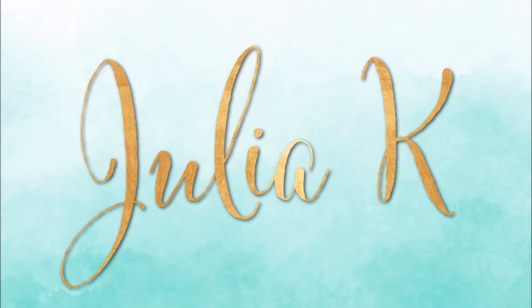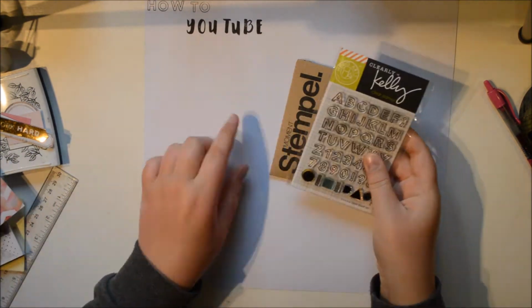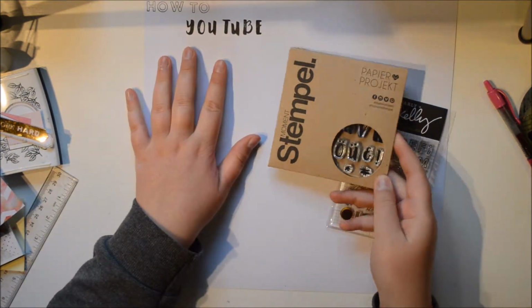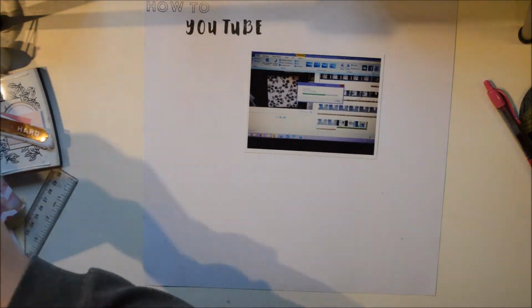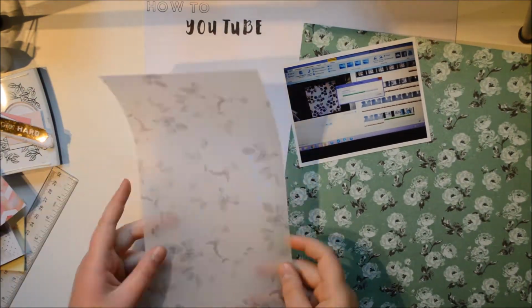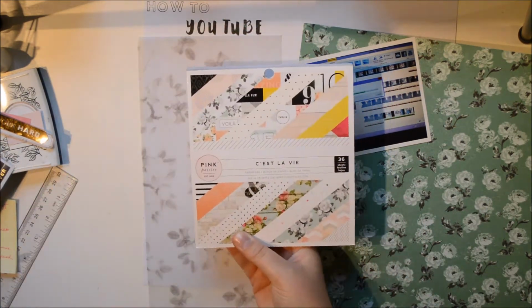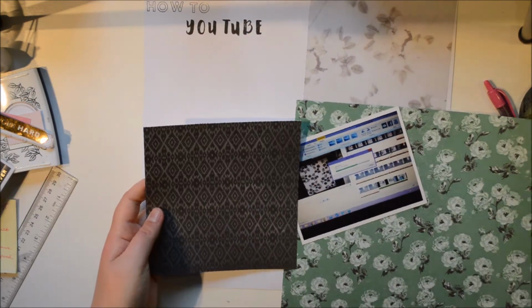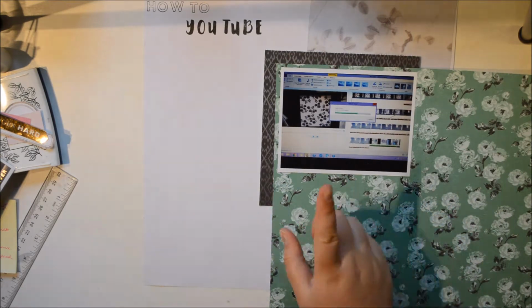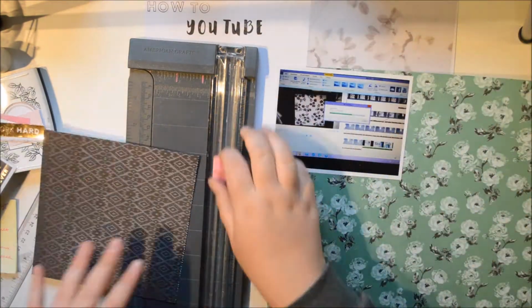I have a fun new process video, I think so anyway, and in here I just show you what stamps I used for stamping the title, and the title is How to YouTube. Yeah, so I thought I was going to scrapbook this photo of me just editing a video, and I thought it would be fun to just document this journey I'm on with YouTube, and I think it's really fun, so I thought why not. So I'm going to make a really fun quote unquote YouTube on how I do my YouTube videos.